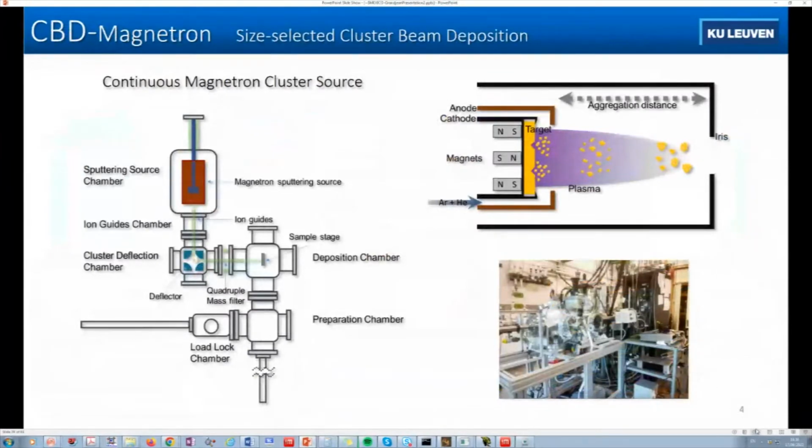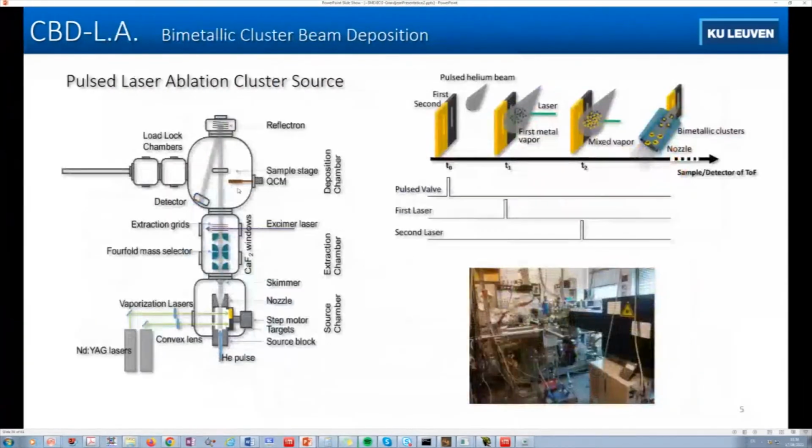So how do we make our clusters? Basically, there are two machines here. One is the magnetron, so it's cluster beam deposition. You see everything is in vacuum, and you're ablating a target. The target is a bulk metal piece. So if you want to produce clusters of silver, you are ablating a silver metal ingot.